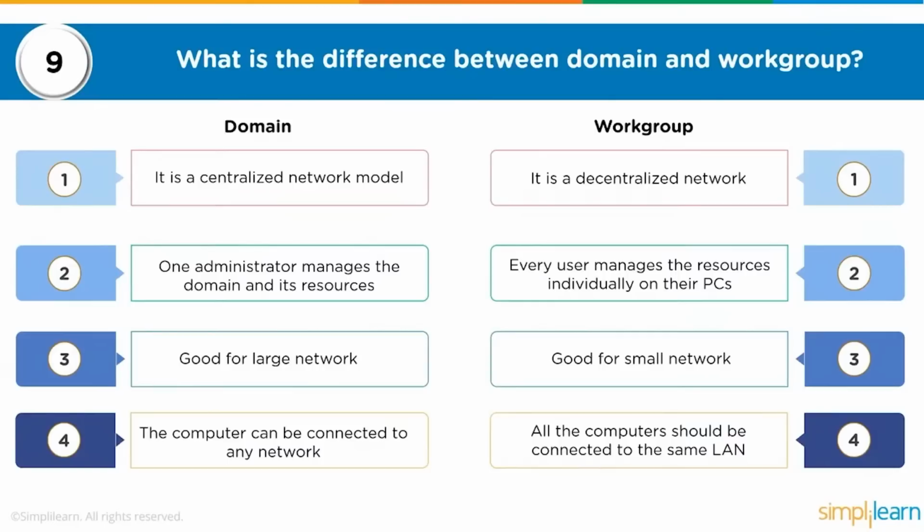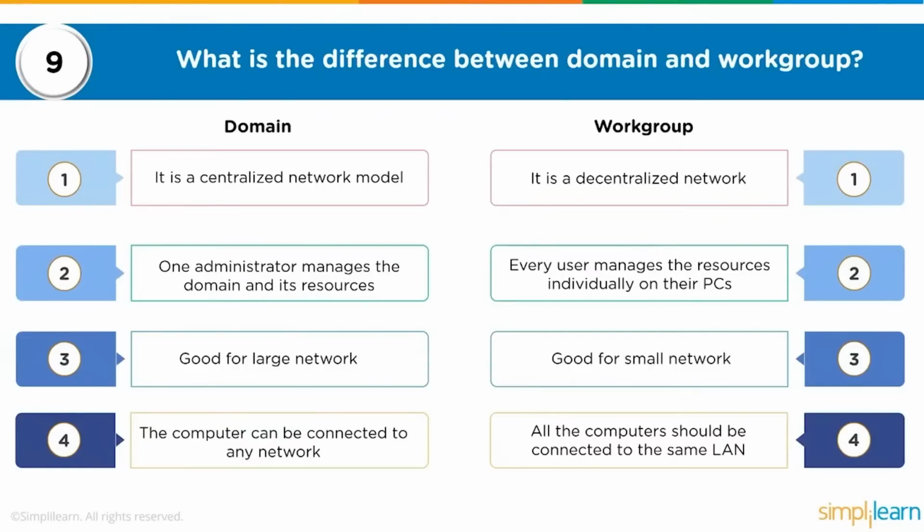So in a decentralized network, every user manages the resources individually on their PC. So local users on their own PCs manage the network shares, what can be shared from that particular machine, what data should or should not be shared, to whom it can be shared with, and so on and so forth. It is good if you've got a small network, a few machines altogether, and you want them to interact with minimal management effort, right? So each user will decide what they want to allow other users to see on that particular network. And all of them would be connected over a LAN, a local area network, either a wireless or a wired one.